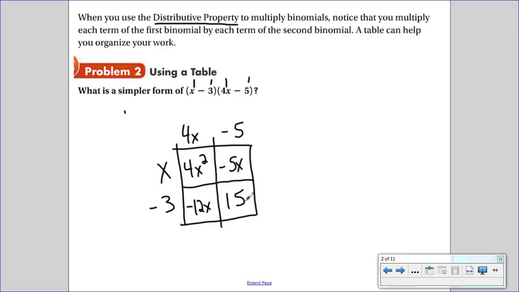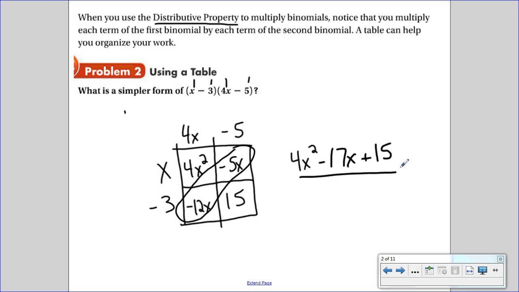That is 15. Now that we have our table filled in, what we do is we combine these terms because they both have an x. This term goes first because it's the greatest degree. So it's 4x squared. What's -12x plus -5x? That's -17x. And then this 15 is positive, goes right at the end. And that is a simpler form of this problem.